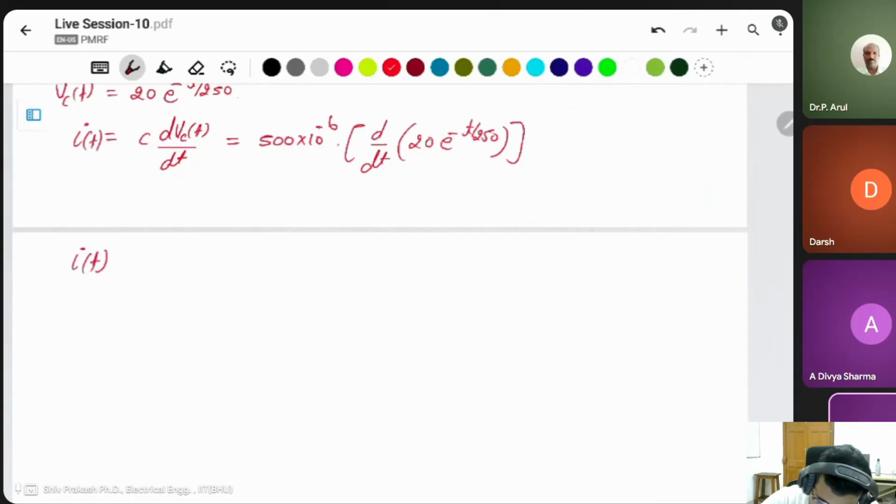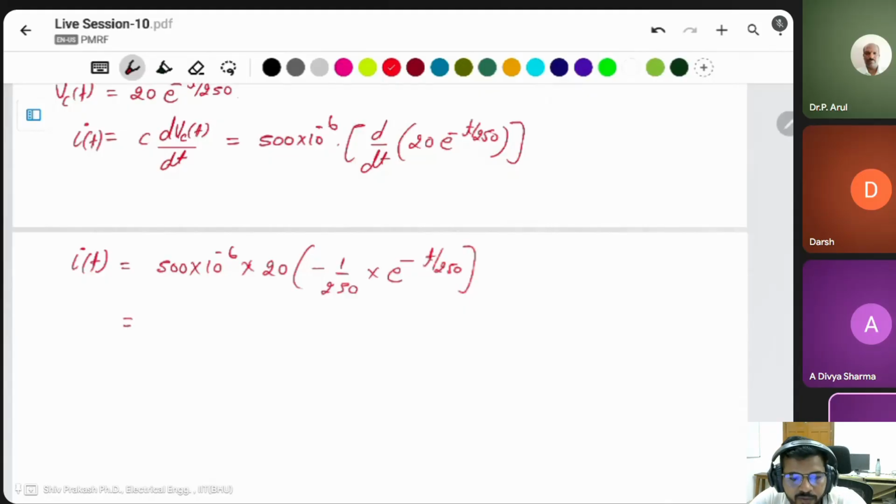You can say IT. This is 500 into 10 to the power of minus 6, a constant, so the 20 stays outside. The differentiation of e to the power minus t by 250 is minus 1 by 250 into e to the power minus t by 250. Since 2 into 20 is 40 micro, this will be minus of 40 micro e to the power of minus t by 250 micro ampere.